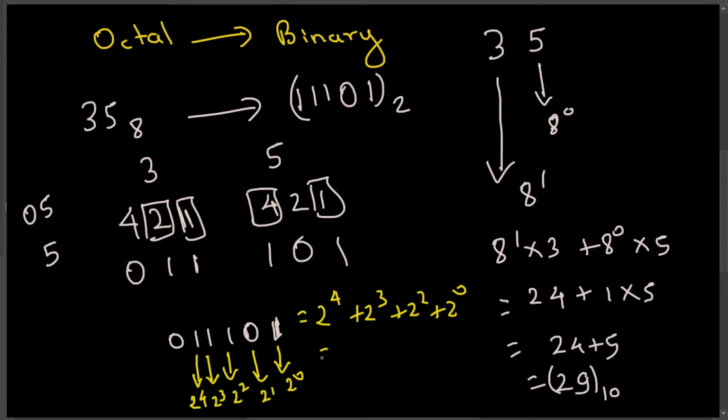2 power 4 is 16. 2 power 3 is 8. 2 power 2 is 4. 2 power 0 is 1. And if you add them together, 16 plus 8 is 24. 24 plus 4 is 28. 28 plus 1 is 29. Again, we are getting base 10. So you can see, when we convert octal to decimal, we got 29, right? Octal to decimal, and then octal to binary to decimal. So there are two ways you can go for it. When we do both ways, we are getting 29. So the answer is right.